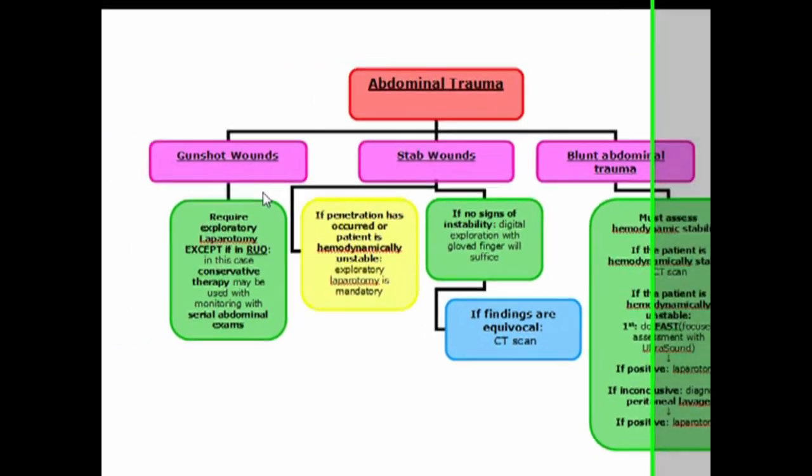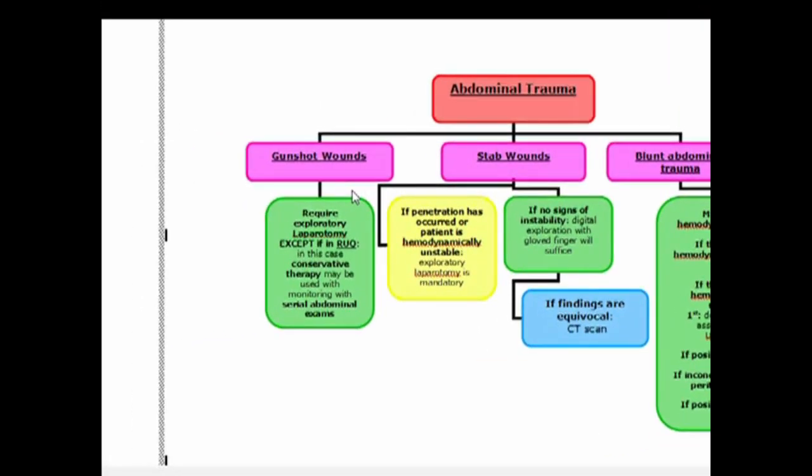Review. Gunshot wounds. First thing, exploratory laparotomy. What's the exception to the rule in this case? Right upper quadrant. Right upper quadrant gunshot wounds, serial abdominal exams, conservative therapy. Stab wounds. We want to check hemodynamic stability. If they're unstable, exploratory laparotomy is mandatory. If there's no signs of instability, stab wounds, digital exploration with a gloved finger, and if findings are equivocal, CT.